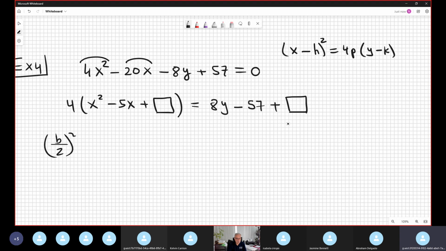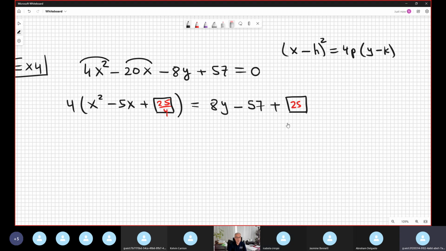B divided by 2 squared, but in this case, it's not an even number, it's 5. But don't worry, 5 over 2 squared gets 25 over 4. So I copy the number, 25 over 4. Here I copy just 25, no over 4, because when you multiply 25 over 4 times 4, the 4 is canceled and only 25 stays, right? Everyone follow me so far, the organization?